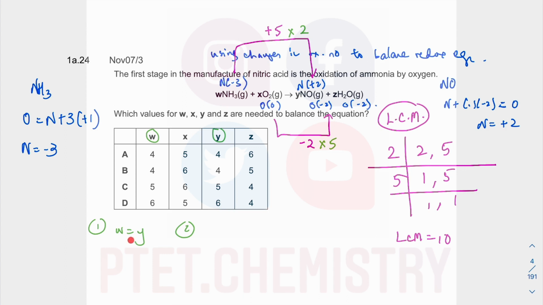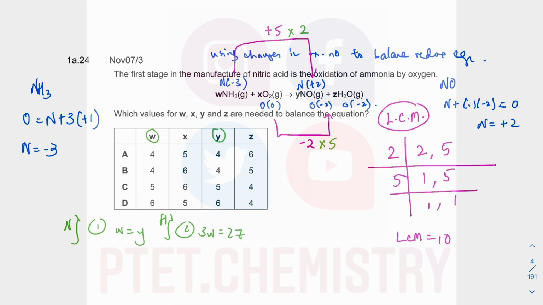Starting from the algebra expression, W number of nitrogen equals Y number of nitrogen. There is 3W of the hydrogen. This is for the nitrogen, and this is for the hydrogen. So 3W of hydrogen is equal to 2Z.